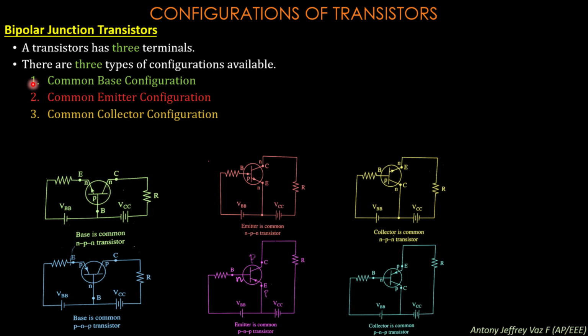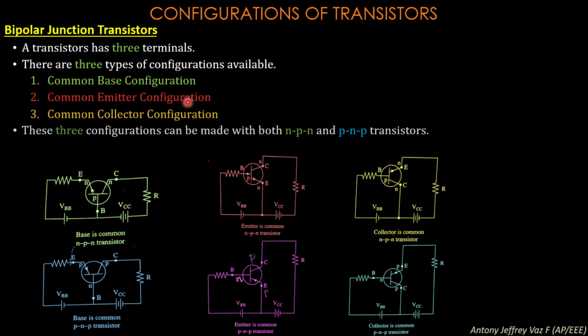These three configurations have three different ways of operation, and these three different ways of operation lead to three different applications of the transistors. The most commonly used configuration for a bipolar junction transistor is the common emitter configuration. So let us discuss these topics.